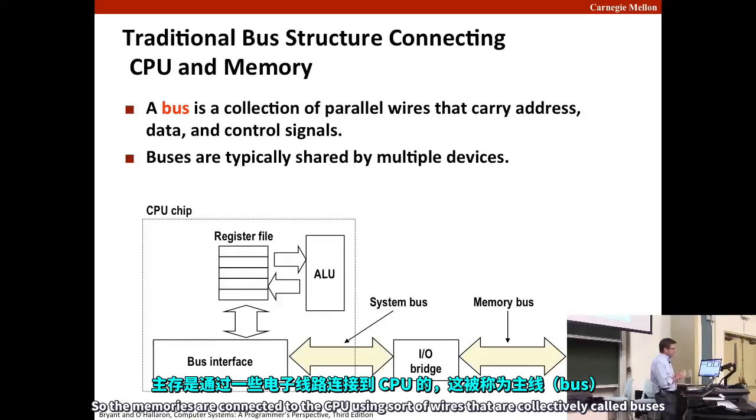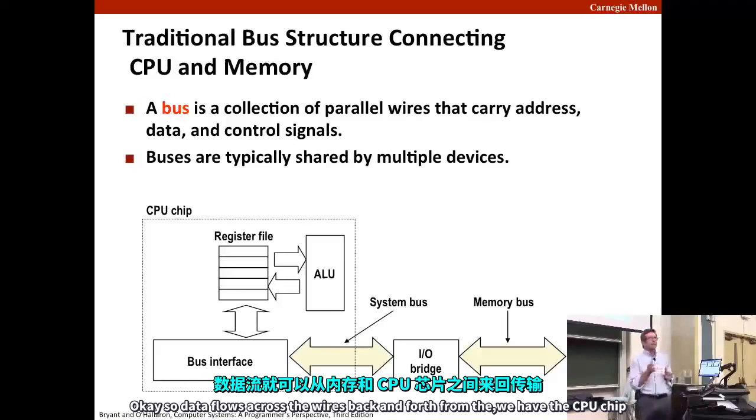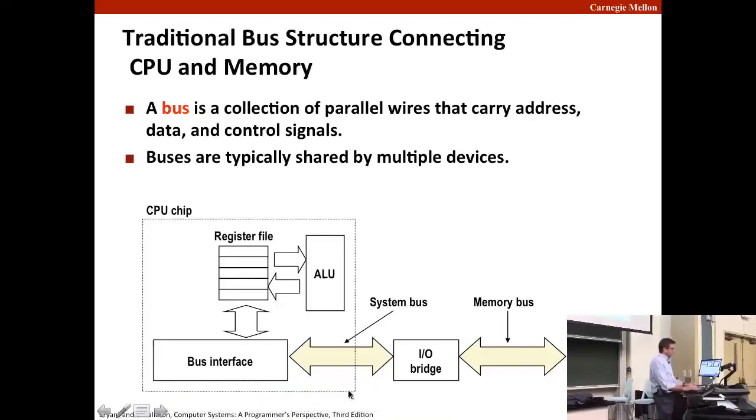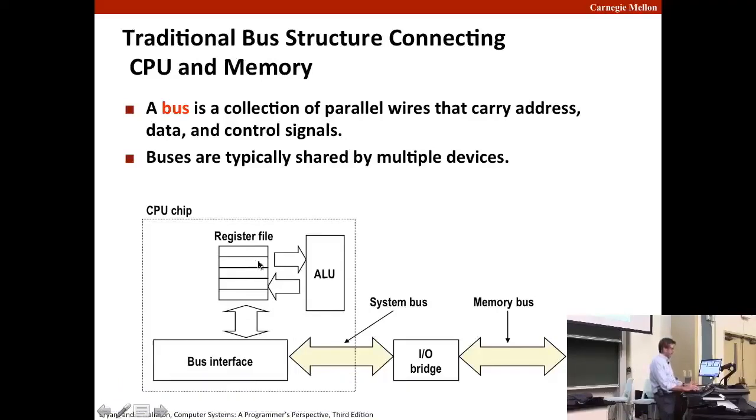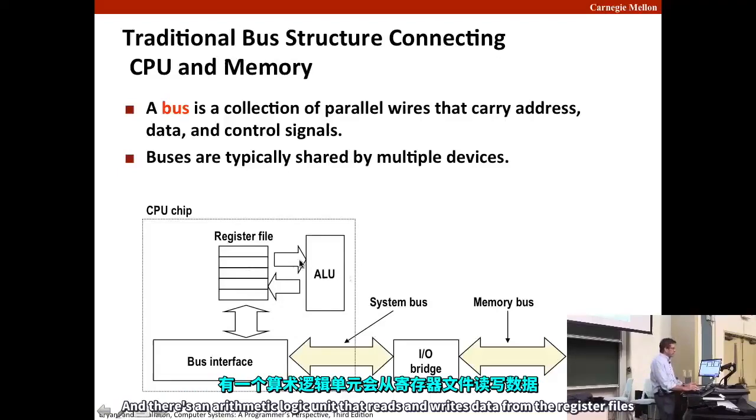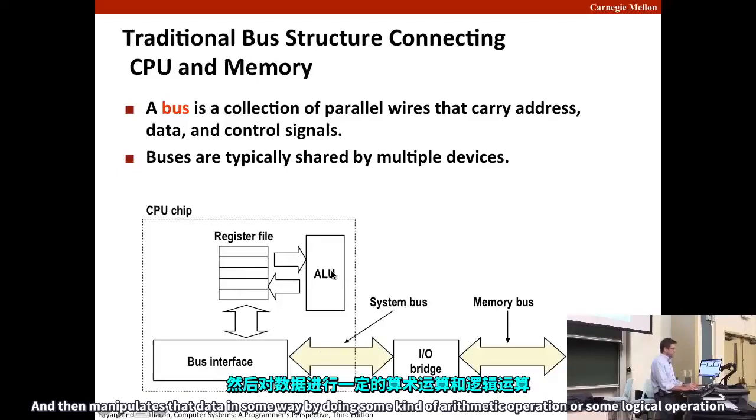So the memories are connected to the CPU using sort of wires that are collectively called buses. Okay, so data flows across the wires back and forth from, we have the CPU chip, and it consists of a register file. These are the general purpose registers, RAX, RDI, and so on. And there's an arithmetic logic unit that reads and writes data from the register files and then manipulates that data in some way by doing some kind of arithmetic operation or some logical operation.